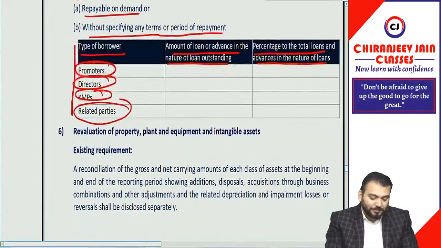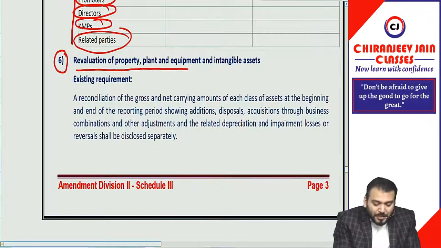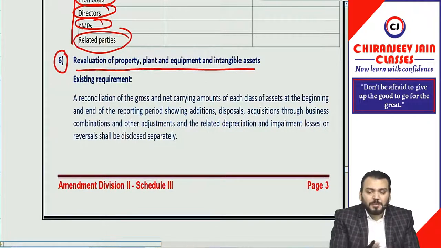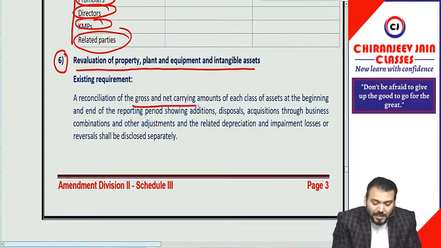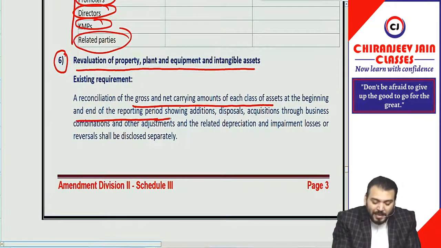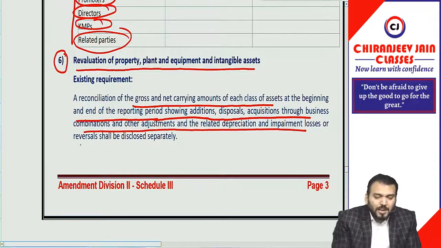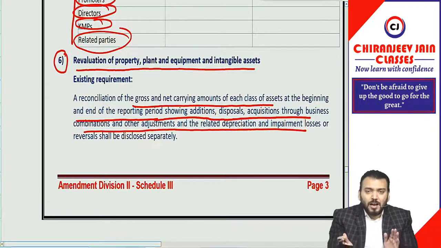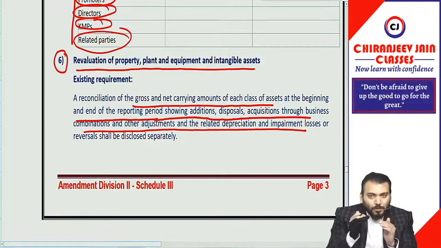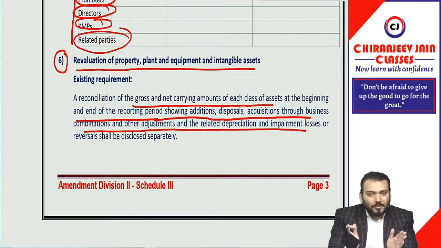Got it? Yes, sir. Then point number 6, revaluation of property, plant and equipment and intangible assets. As per previous requirement, I hope you remember that we need to give a reconciliation of gross and net carrying amount of each class of asset at the beginning and at the end of reporting period, showing any addition, disposal, acquisition through business combination and other adjustment and related depreciation and impairment loss or any impairment loss reversal, means a reconciliation of gross carrying amount and net carrying amount at the beginning and at the end of the year needs to be provided. We have discussed this.